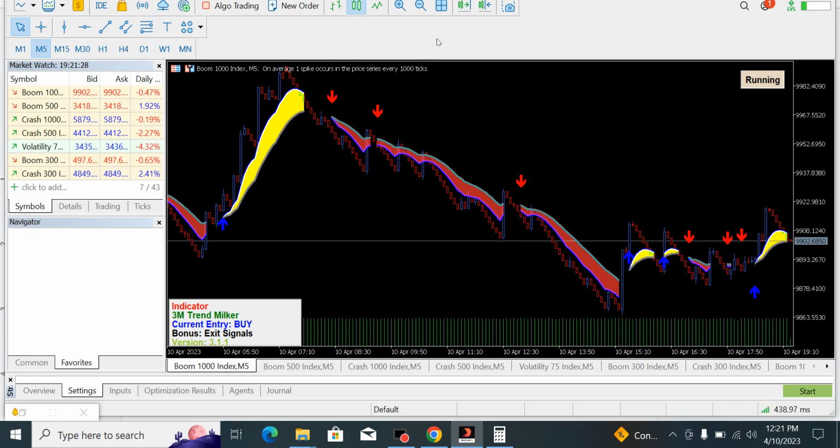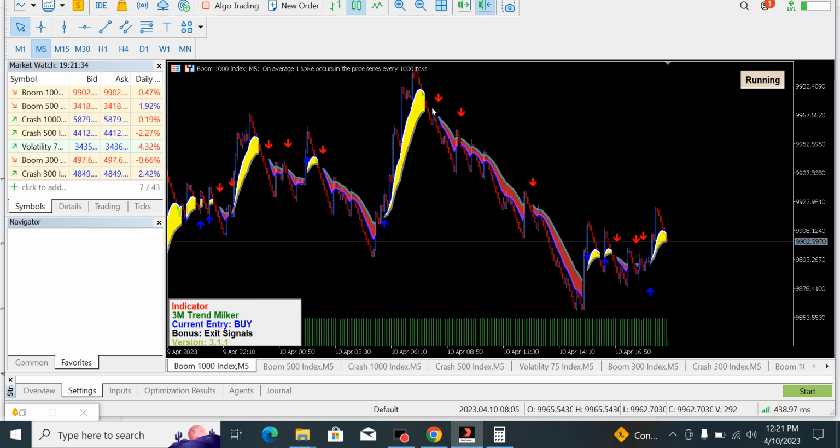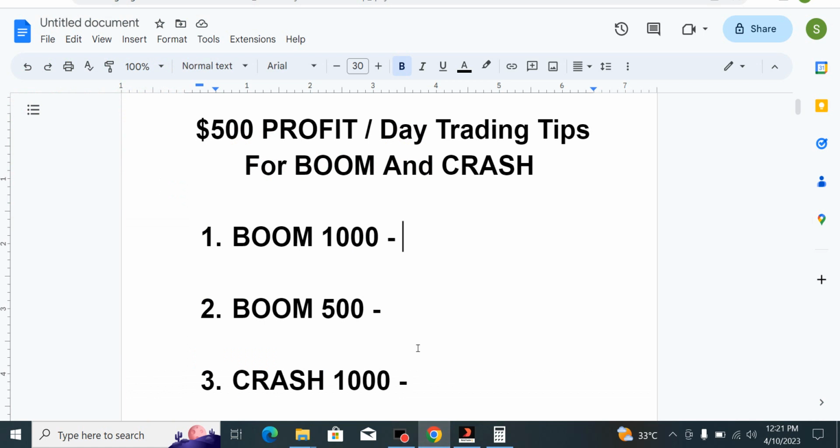Okay guys, this is Boom 1000 and I'm on the 5-minute time frame. I'm using the 3M trend Milka trading indicator, and just the way we have seen it, this has been selling right from here till it got to this support zone, broke out from this particular support zone, and has gotten to this region, so it is going back on uptrend at the moment. It pulled back a bit, but it will be going more into an uptrend. So this is going to be buying more than selling. It's going to be more of a buying opportunity than a selling opportunity.